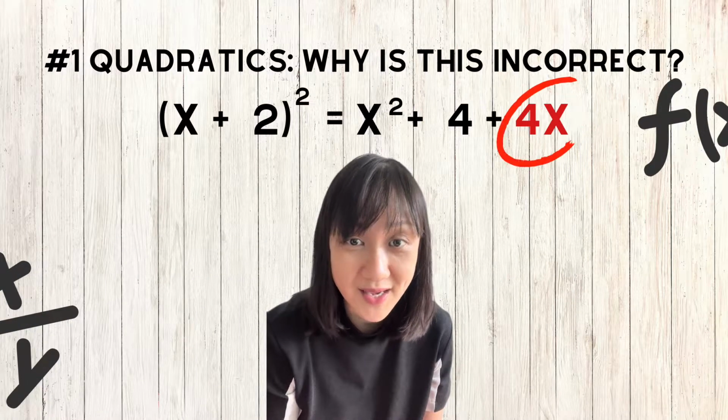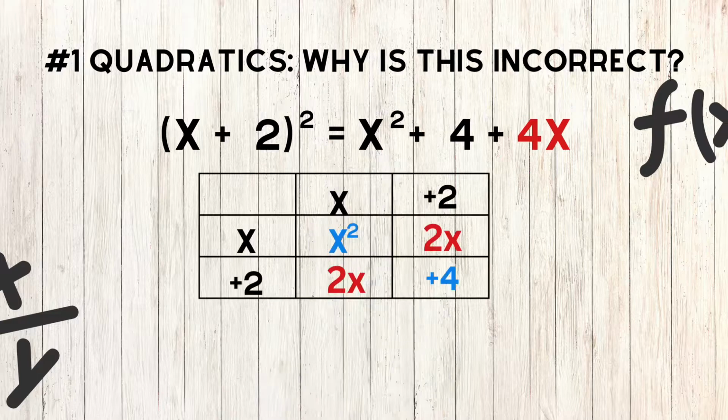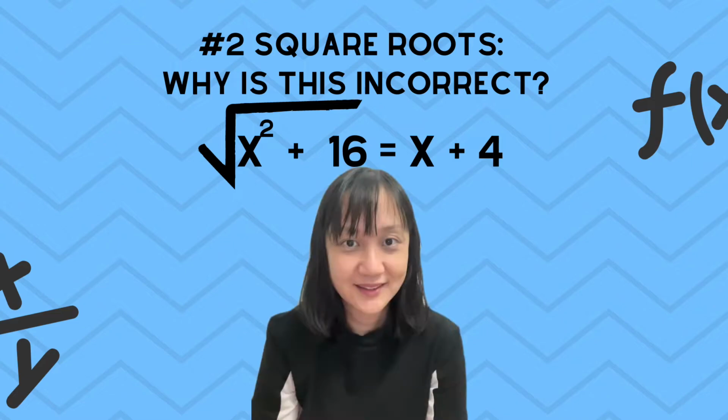So why is that? How do you get 4x? So where did the 4x come from? It's obtained by multiplying x with 2 at the top right hand corner and also 2 with x at the bottom left hand corner. The next example involves square roots.